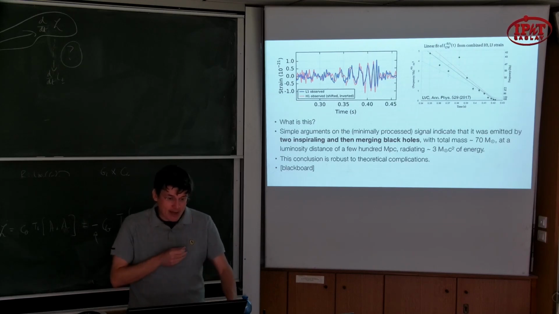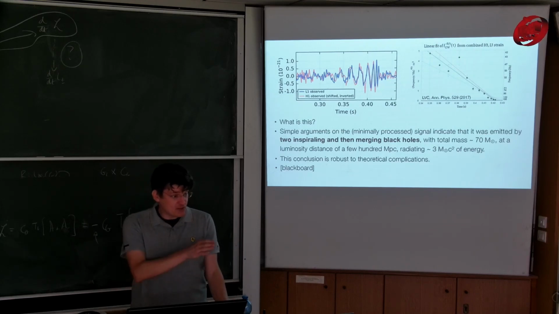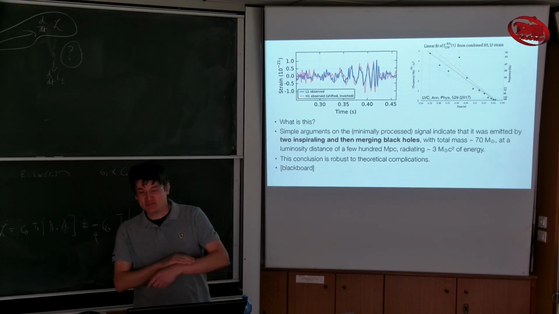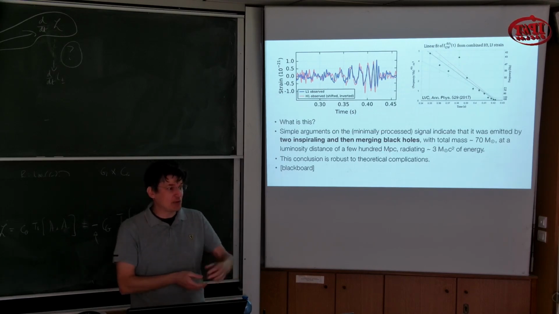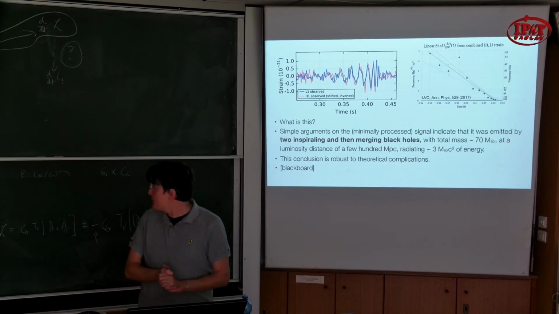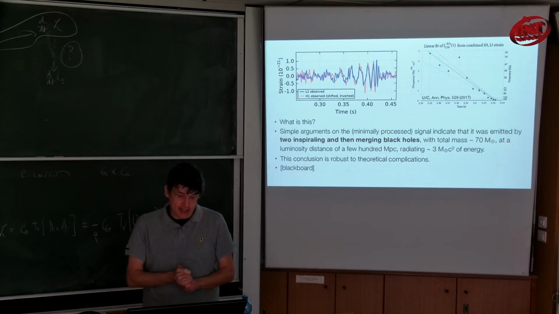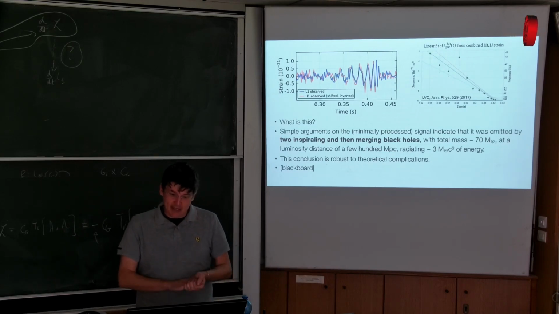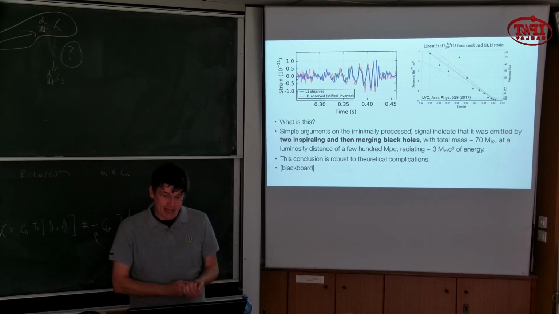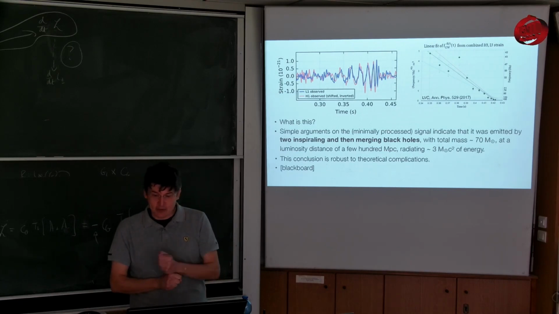And now, what is this? Okay, just on the basis of the signals, what is this if you don't have the 100 years of theoretical development from Einstein's paper on gravitational waves up to the present? I think one can do some simple arguments to show that the signal was emitted by two black holes that were spiraling and then merging. And one can even get out a total mass from this and a luminosity distance. So how do you do that?